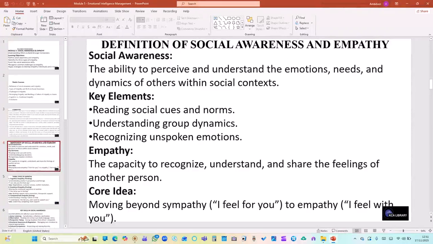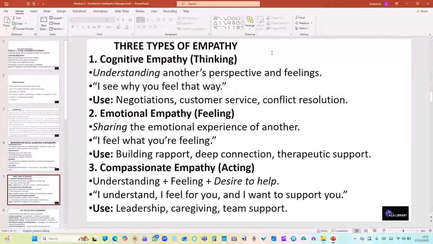So now let us look at the three main types of empathy. Number one is cognitive empathy, that is thinking, understanding another person's perspective and feeling. "I see why you feel this way." That is the example. You understand why the person feels the way they do. Now use cases are negotiation, customer service, and conflict resolution.